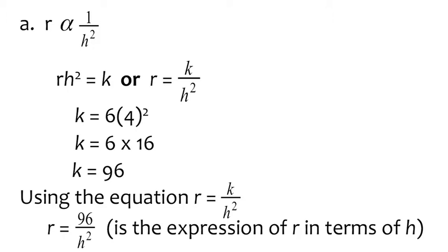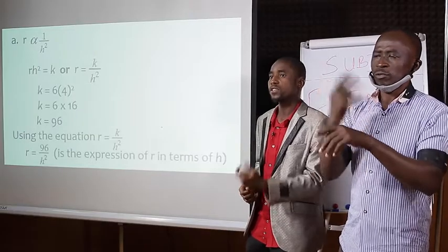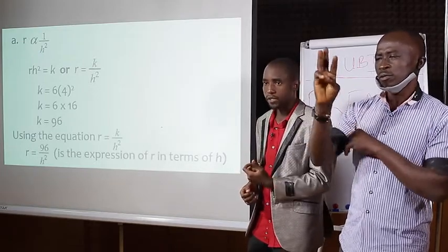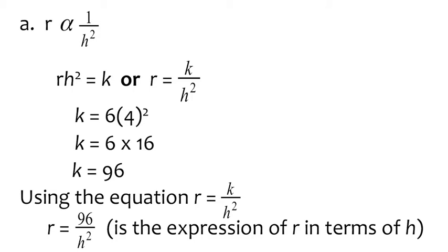4 squared is 4 times 4, and 4 times 4 is the same thing as 16. Therefore, 6 times 16 is the same thing as 96. Then the value of k, which is the constant, is 96.